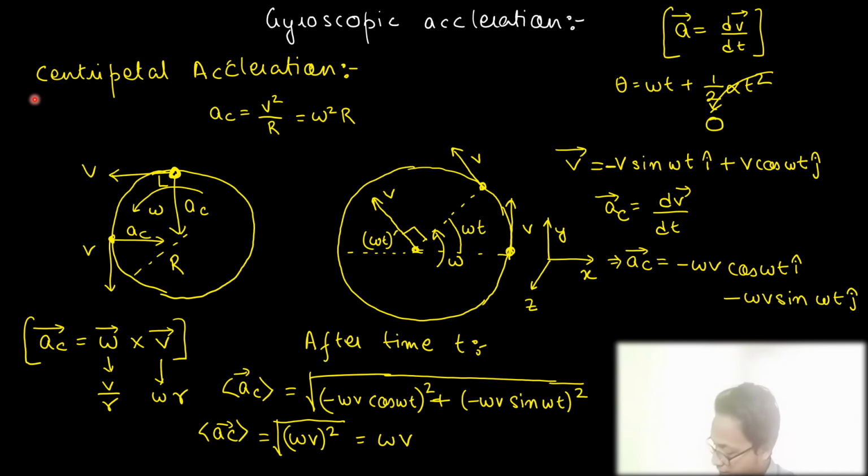Now, why did I write gyroscope? Why did I make you understand centripetal acceleration in the topic of gyroscopic acceleration? We'll use a similar approach to derive gyroscopic acceleration, where acceleration is equal to dv by dt.